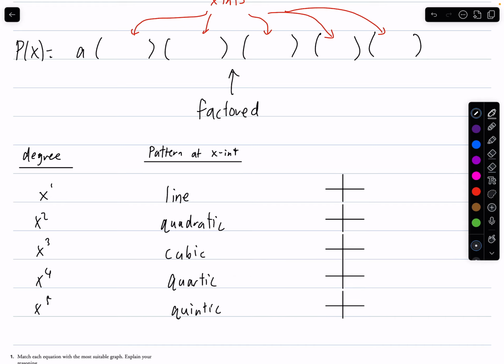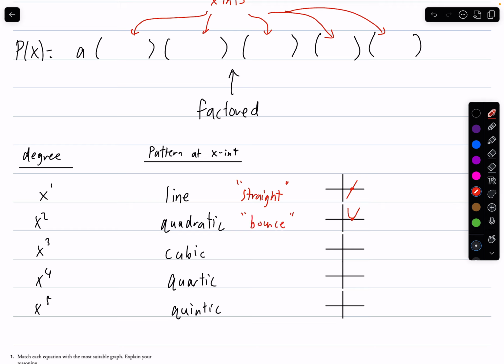So let's say we have a function, and let's say the x-intercept is here. If the x-intercept is here and it's a degree 1, the function is just going to go straight through this x-intercept. So I like to call this the line function, a straight. The pattern is straight. It goes straight through. But how does this differ when it comes to a quadratic function? If we have a quadratic function at this x-intercept, it's actually going to bounce off. So quadratic functions bounce at the x-intercept.